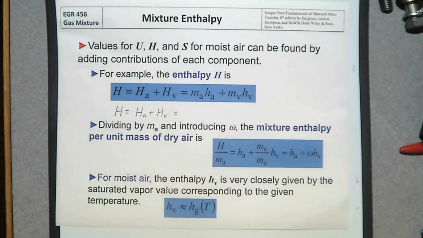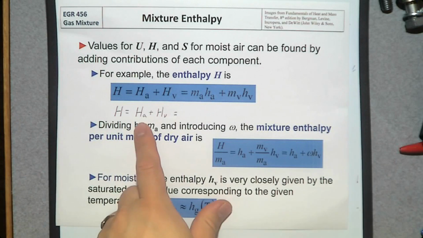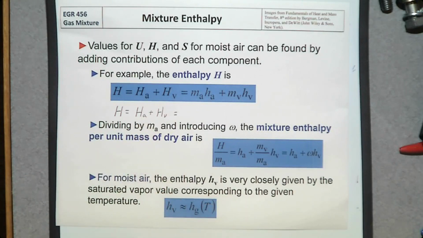You cannot calculate the total enthalpy directly because there are many different mixtures: 1% water, 99% dry air, or 2% water, 98% dry air. So you need to calculate the enthalpy of each component separately, independently, then calculate the sum of them. That's how we get the mixture enthalpy. Then this H, the capital H, is an extensive property. So we want to use specific property in our calculation.